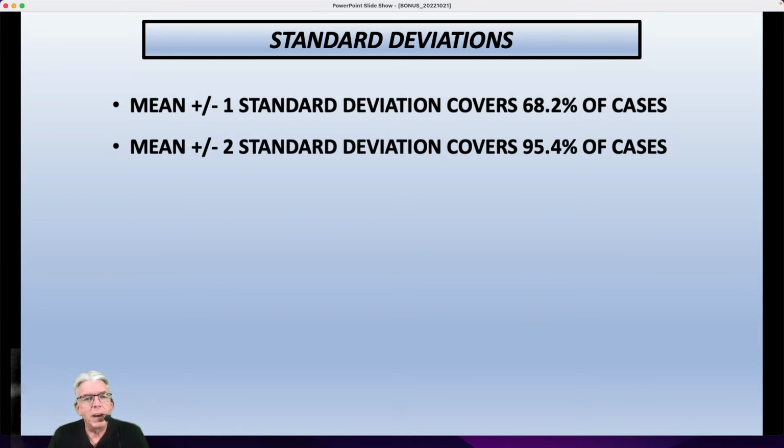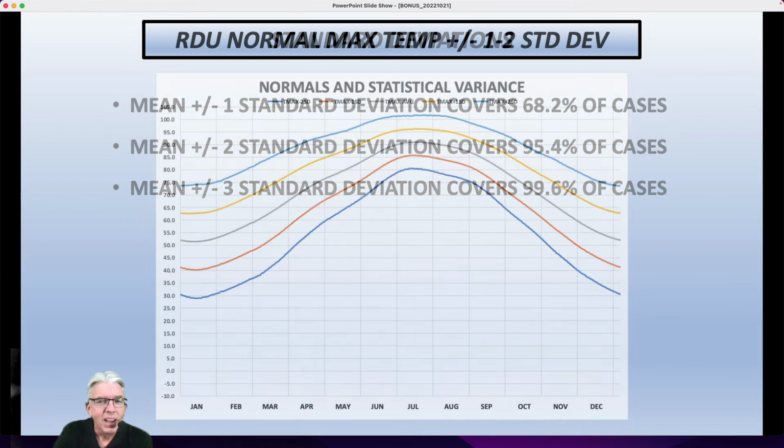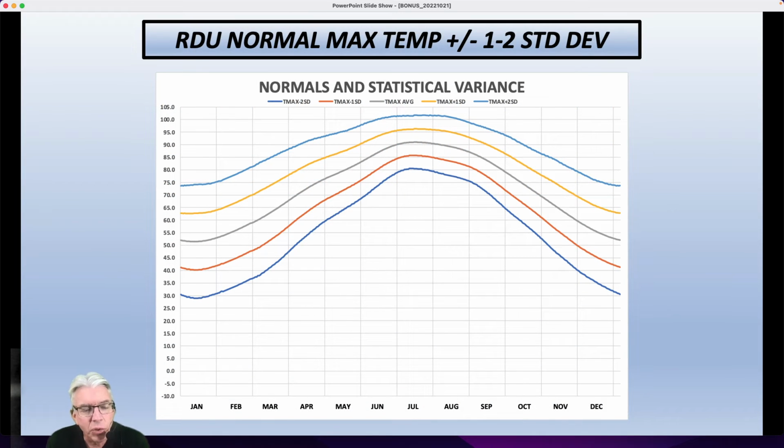Now, the mean plus or minus 2 standard deviations covers 95.4% of the data, assuming that it has a normal distribution. And plus or minus 3 standard deviations covers 99.6% of the cases. Okay, so let's take a look at a graph of the normal temperatures at RDU. The middle line there is the actual normal high, or the 30-year average. The lines above and below that middle line are plus or minus 1 standard deviation, and the top and bottom lines are plus or minus 2 standard deviations.